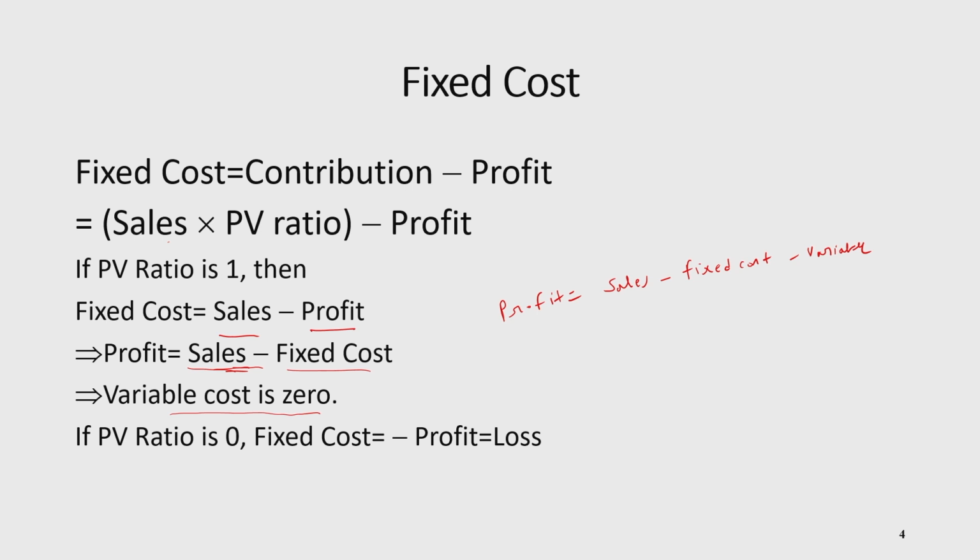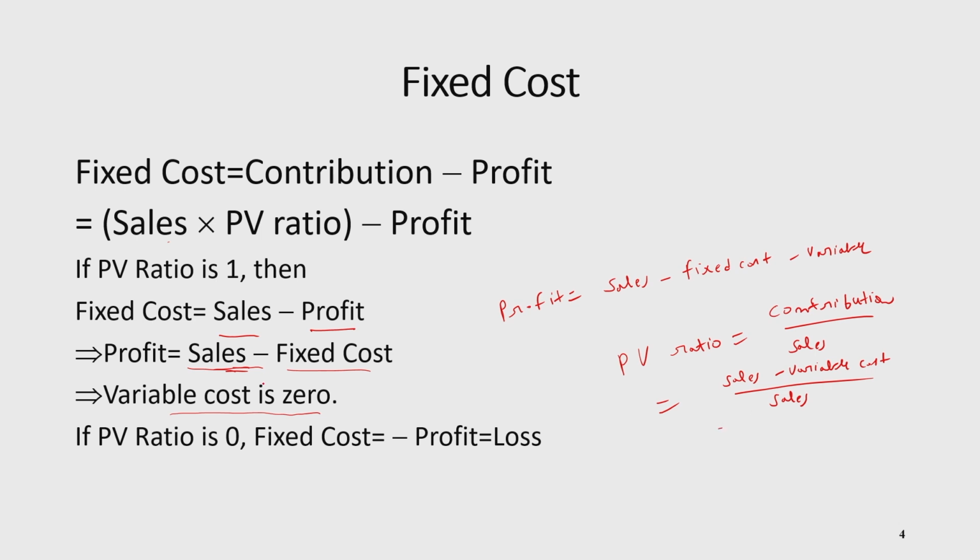So, when can the PV ratio be 1? Because PV ratio, as I told in the previous slide, is contribution by sales, and contribution is sales minus variable cost. So if variable cost is 0, then PV ratio will be 1.